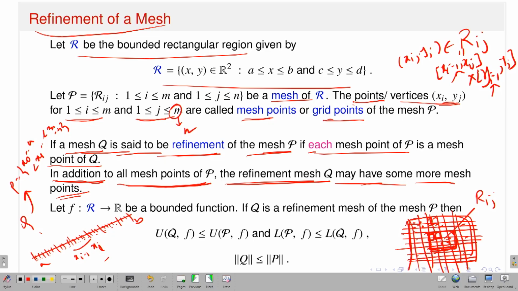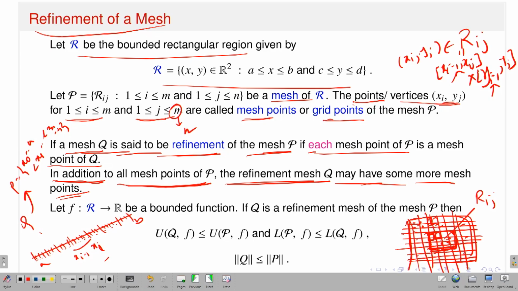Once I have the notion of refinement: if Q has more mesh points, it is called a refinement of your earlier partition. Or you take a partition, go to the cell Rij, make a further partition in that square, and it is true for all i and j, and take all those points.